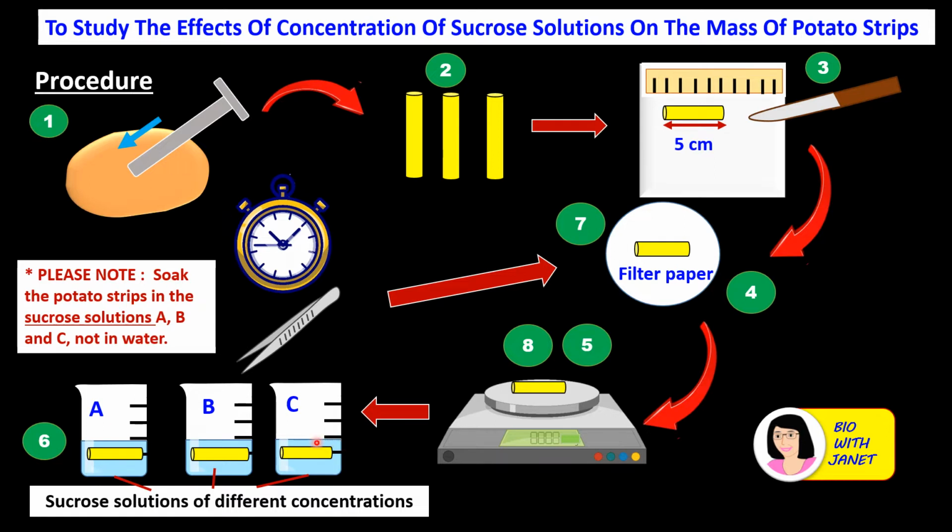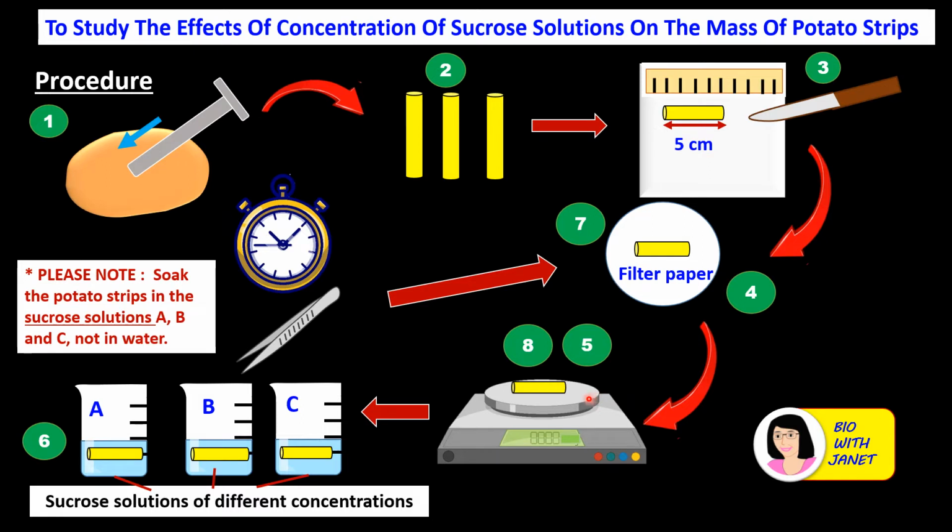Okay, not soak them in water. Okay, I'd like to clarify this from the previous video. Okay, soak the potato strips in the sucrose solutions A, B, and C, not in water. And then we start the stopwatch. Okay, and after 20 minutes, we take out each potato strip, dry with a filter paper, and weigh it again to obtain the final mass of the potato strip.